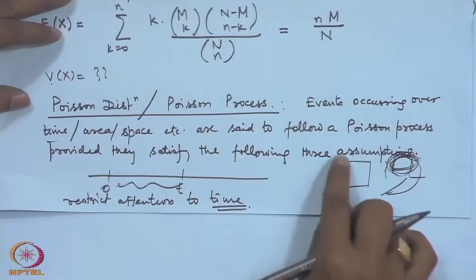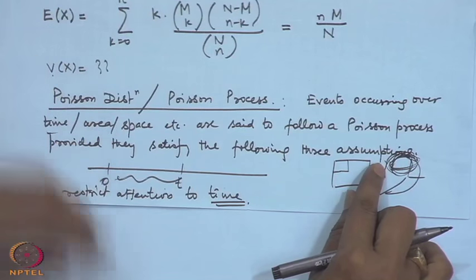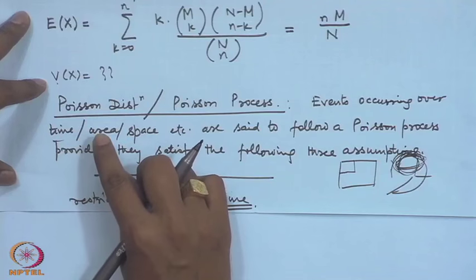Friends, in the last class, we introduced various discrete distributions, and towards the end, I introduced distributions which arise during a Poisson process. I introduced the assumptions of the Poisson process in the following way: we call the events to be happening in a Poisson process if they satisfy the following three assumptions. For convenience, we are considering events occurring over a period of time. Of course, we can consider events happening over an area or any space also, but for convenience of deriving the form of the distribution, we will consider the events happening over time.